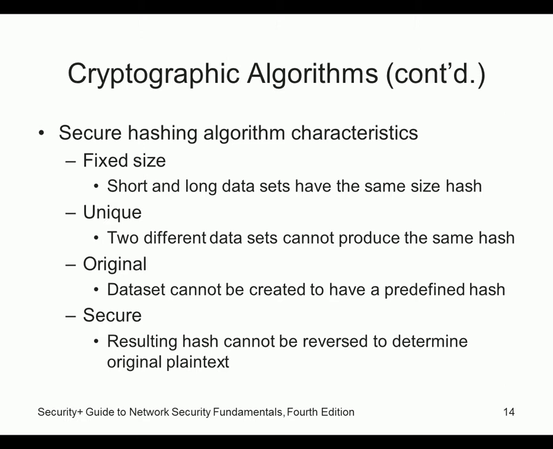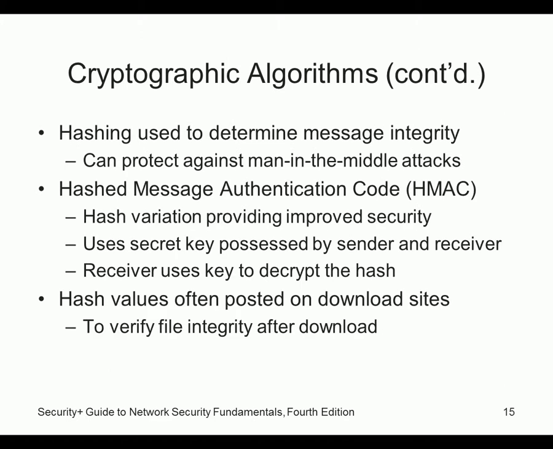So we have an original data set, which cannot be created to have a predefined hash. And the resulting hash cannot be reversed. You don't want people to be able to look at the hash and get your data back. You don't want to ever be able to get back to the original. It's used to determine integrity. I can prove that that is your document because if I hash it again, I'll come up with the same hash. If the document's been altered in any way, it won't come up with the same hash. It uses a message authentication code, which improves security with a secret key, but basically it's to prove integrity of the item.